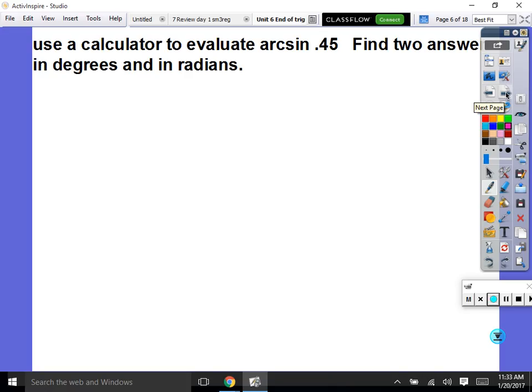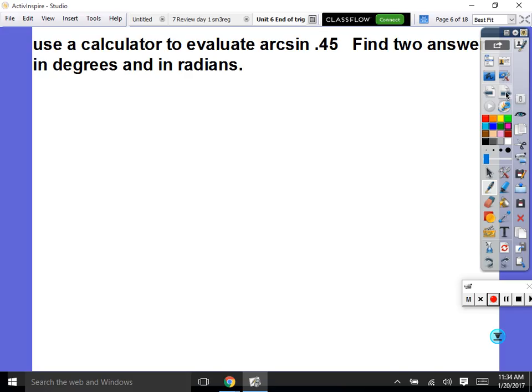Okay, this one. Super good that we're going over it. It says use a calculator to evaluate arc sine of 0.45. Now here's the trick. It says find two answers, in degrees and in radians. A couple things to know. Are we all paying attention?